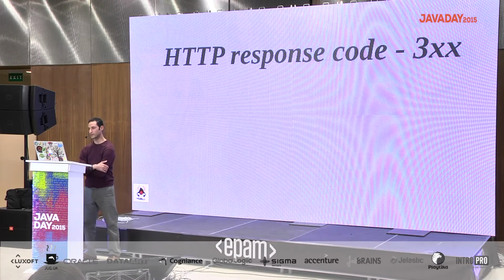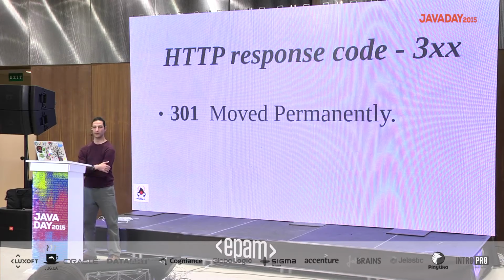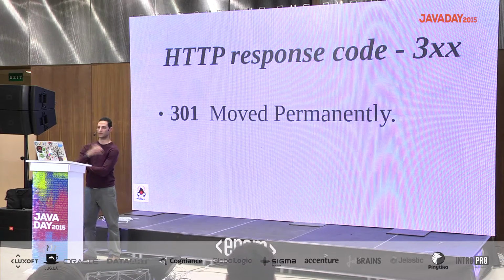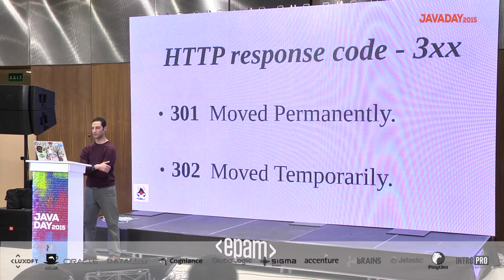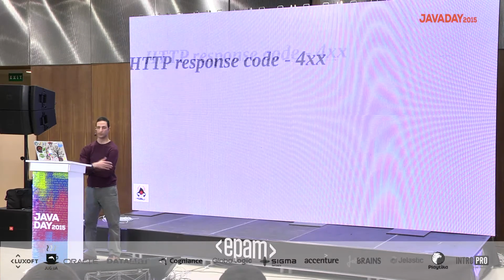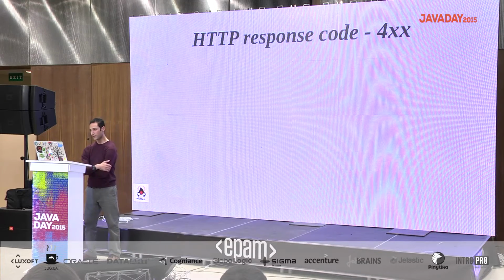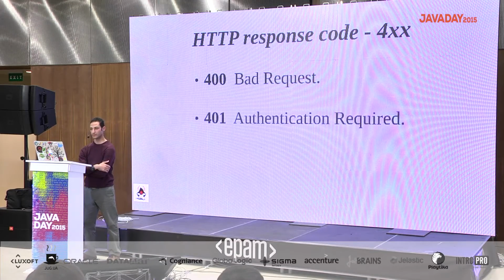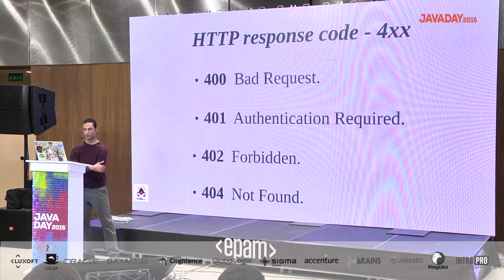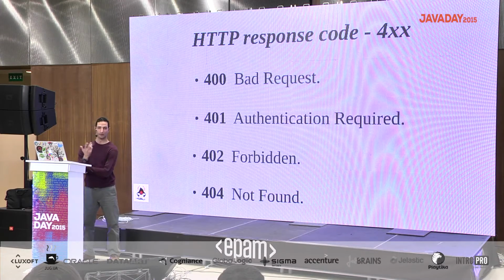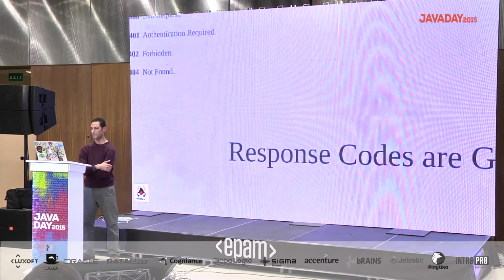Responses for 300, when you're trying to access a URL, you can return 301. This is moved permanently to the new URL, for example. 302 moved temporarily, when you are trying to maintain your service, for example. 400 bad request. 401 authentication required. This is for authentication. You can use it. 403 is forbidden, for accessing a URL that you're not allowed to access. And 404, which is not found, that you're accessing a wrong URL.